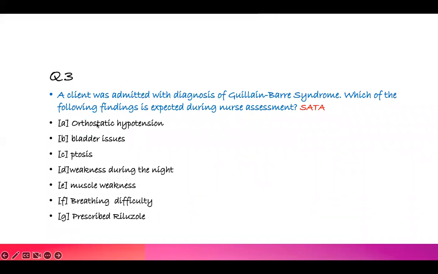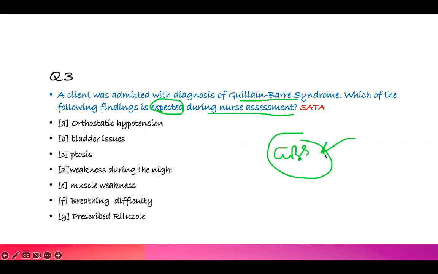Another question. Which of the following findings is expected during an NCLEX assessment for a patient who is diagnosed with GBS? So I'm looking for all the symptoms. Then you ask yourself, what is GBS? I know it's a demyelination problem. And then what is the other keyword? Well, it's ascending paralysis. These are the ones I want you to pay attention to. So all of them have one word that applies to them. GBS is an ascending paralysis. The rest is the same.